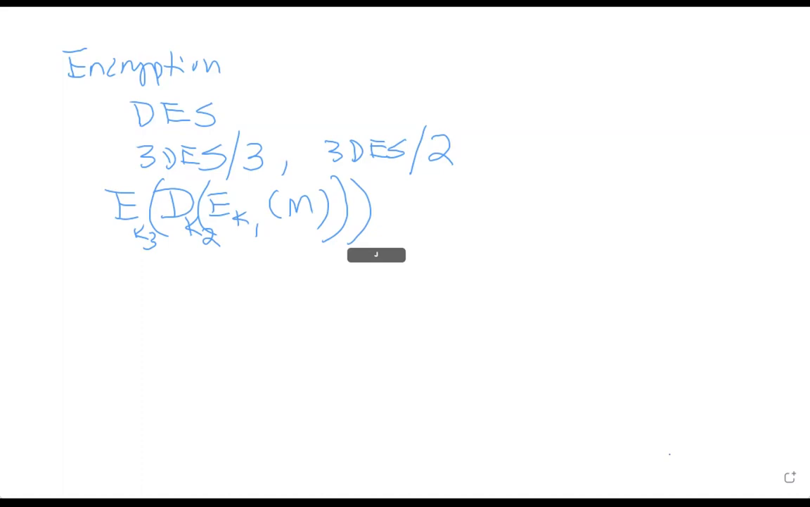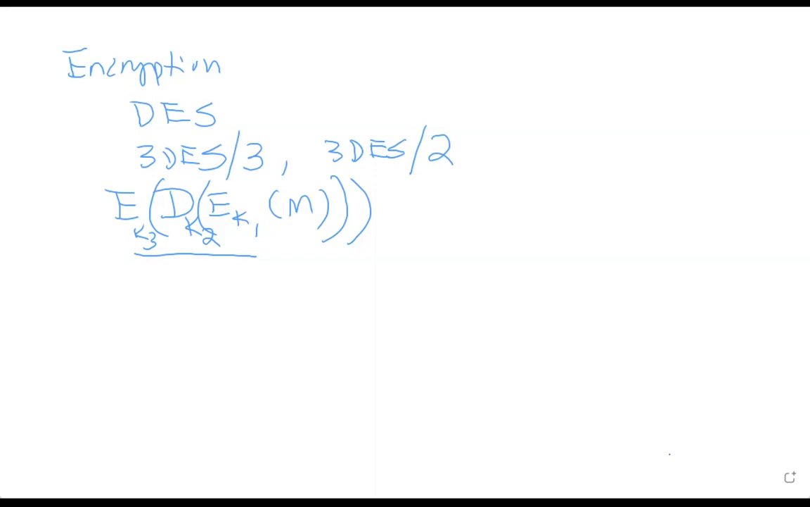The reason we do this is to maintain compatibility. That means we can still use 3DES/3 to decrypt ciphertext that was generated using single DES by making all these keys the same key. So K1 equals K2 and is equal to K3.